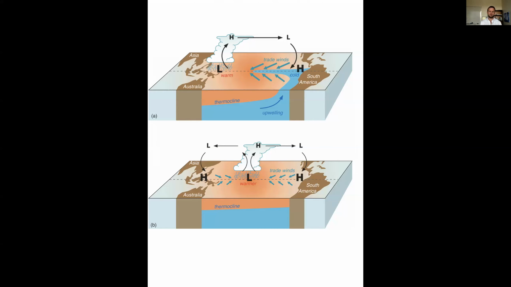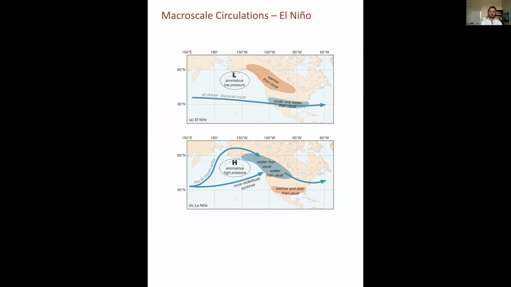For the North American continent, it's a little bit less clear, but typically El Nino conditions are associated with cooler and wetter than usual conditions in the south of the continent, because the jet stream is displaced south, and warmer than usual in the Pacific Northwest, Alaska, and coastal Western Canada, while the reverse is true for La Nina.